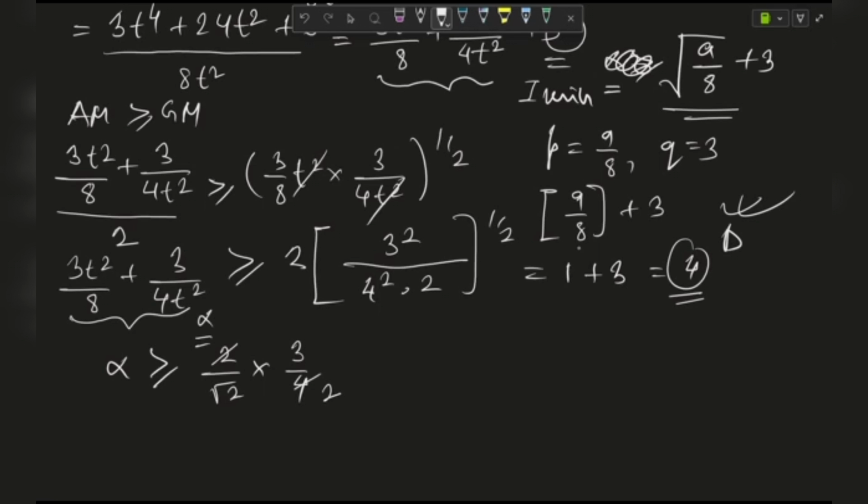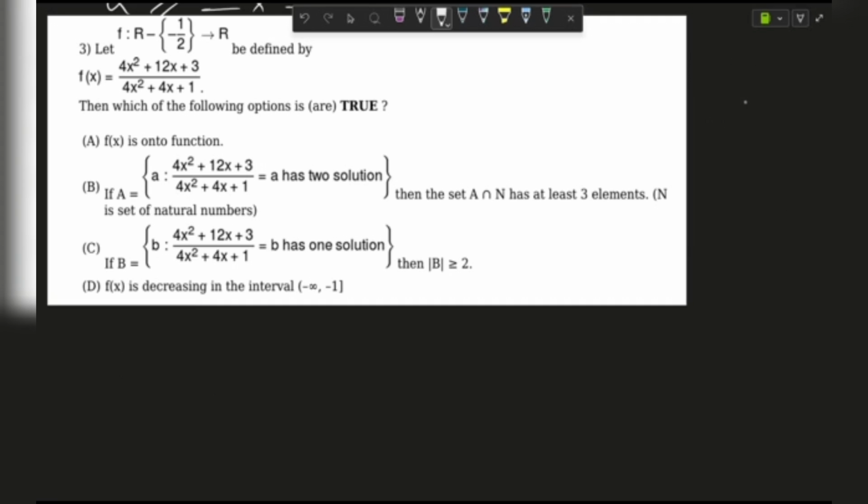So this question is done. This was a very good question. Now I will proceed to the next question. So here is our next question. You can try it if you want.